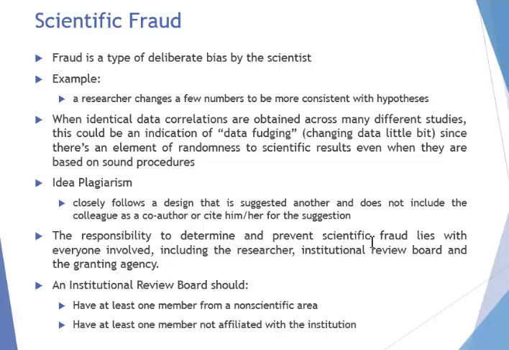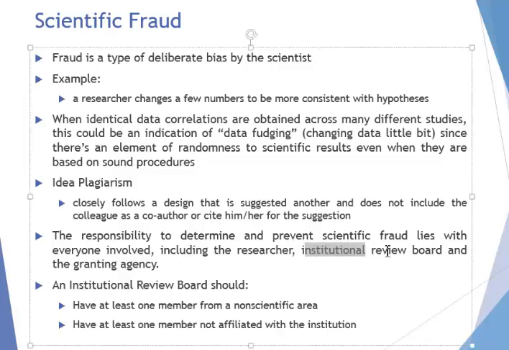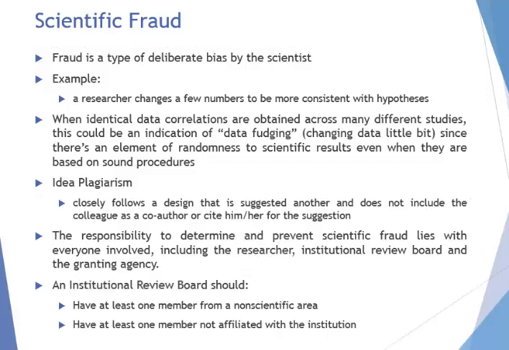The responsibility to determine and prevent scientific fraud lies with everyone involved, including the researcher, that institutional review board we discussed before, and the granting agency. An institutional review board in general, which is established usually by a college overseeing research, should have at least one member from a non-scientific area, somebody who can look at the business aspect or other academic aspects, and at least one member who's not affiliated with the institution, in order to bring a perspective that's maybe less biased and less interested than the other members on the board.